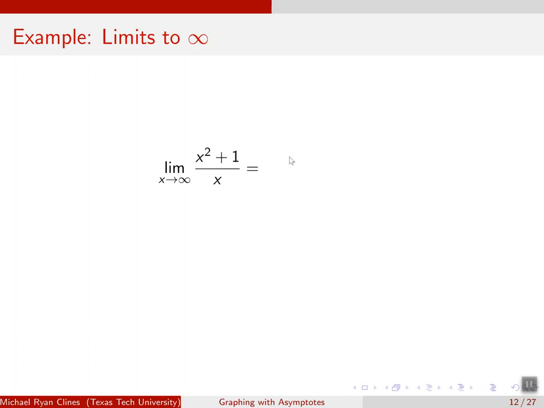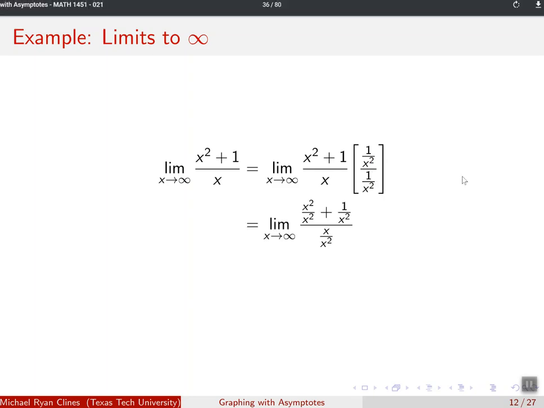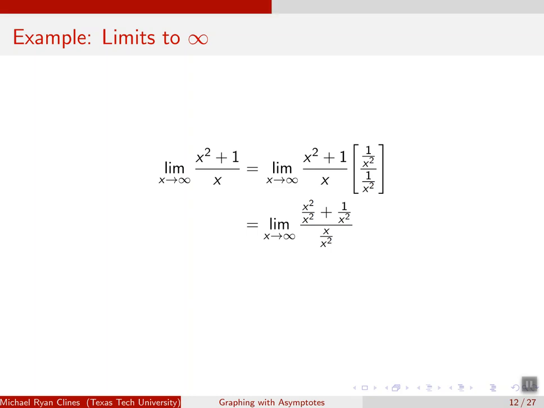So when we do that trick we did last time, we don't want to use x this time. We want to use x squared. Why? Because x squared goes to infinity faster than x. So let's see what happens when we divide every term by x squared. We just multiply by 1 over x squared over 1 over x squared. This is just equal to 1, so we're changing the form, not the value. And then we distribute this to all the terms. This becomes the limit as x approaches infinity of x squared divided by x squared plus 1 over x squared, divided by x over x squared. All we did was divide every single term in the fraction by x squared.